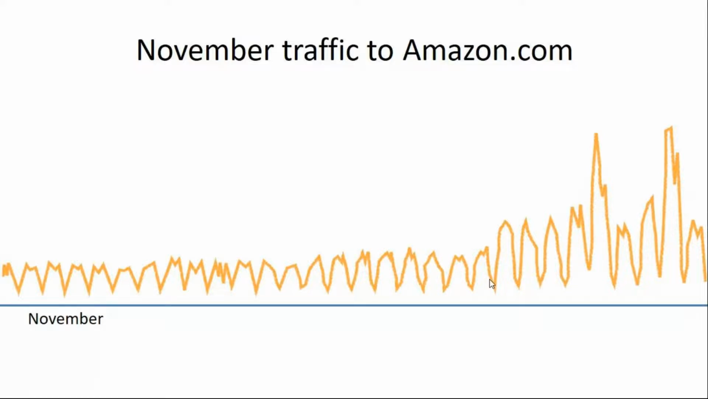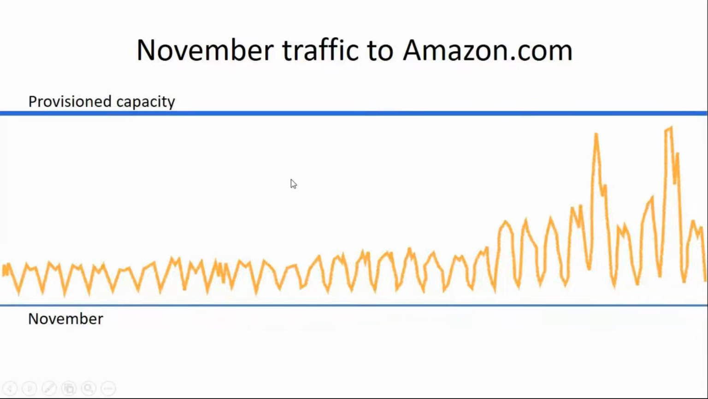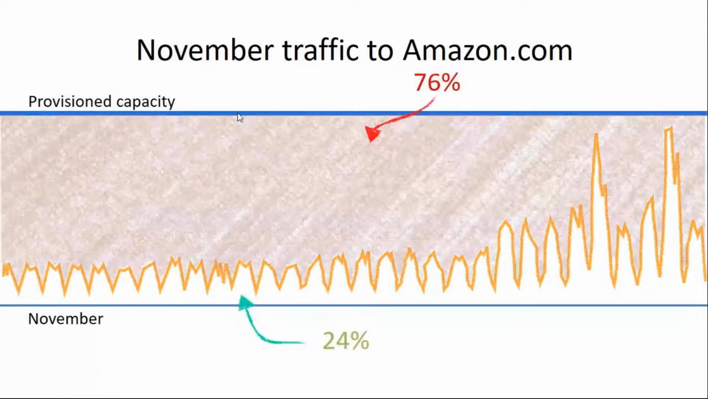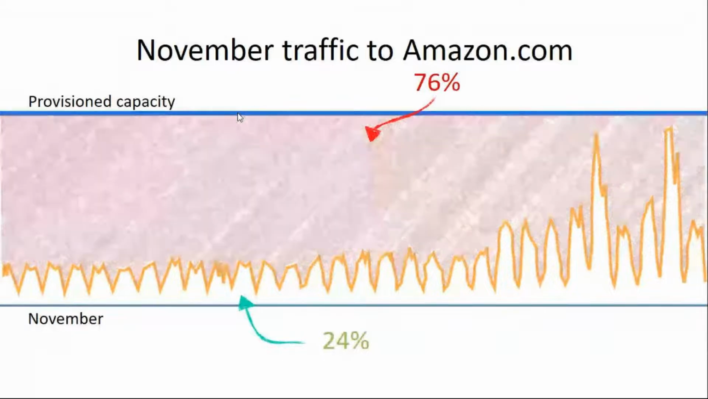So Amazon provisioned that much capacity to fulfill their need, as per their workload. They provisioned as the blue line shows in that provisioned capacity. So they utilized only 24% of their resources, and the rest, 76%, is wasted because it is not required at all at that time.